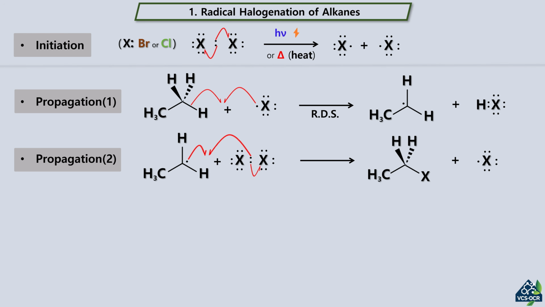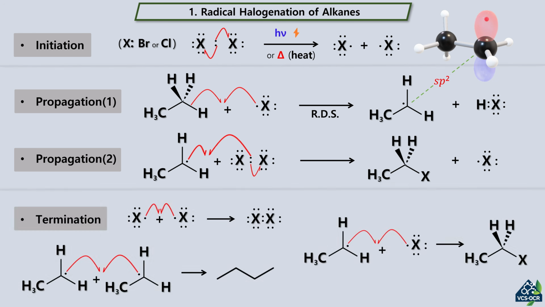In the second propagation step, this newly formed alkyl radical abstracts a halogen atom from another halogen molecule. This yields our final alkyl halide product and regenerates a halogen radical, which goes right back to fuel the first step. This cycle repeats thousands of times.